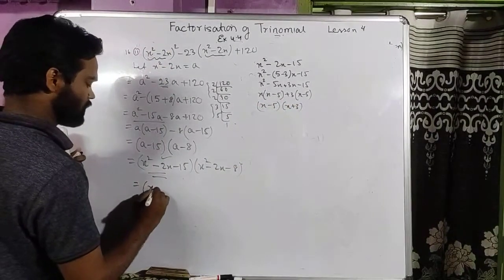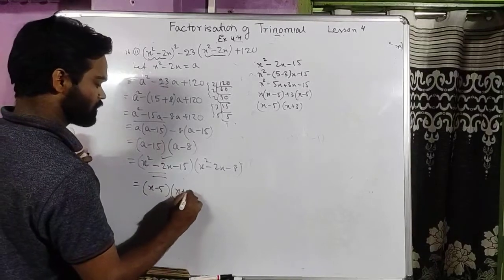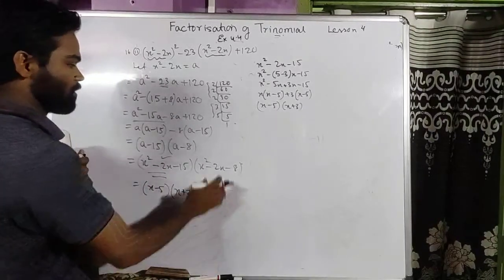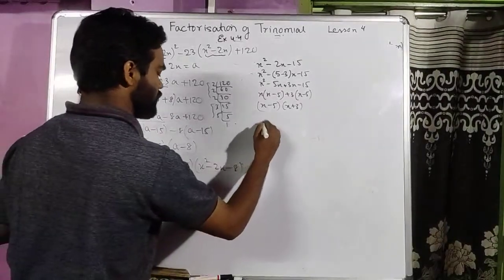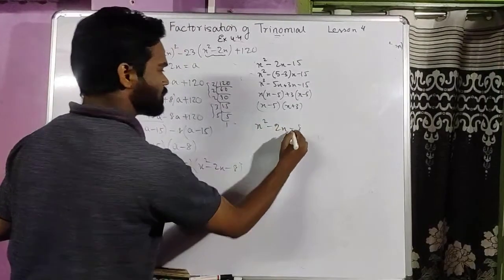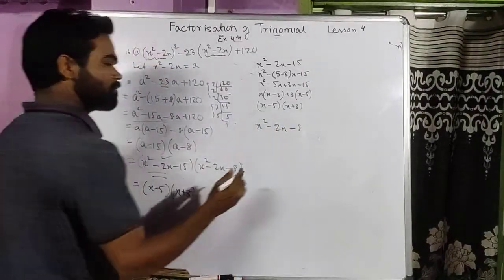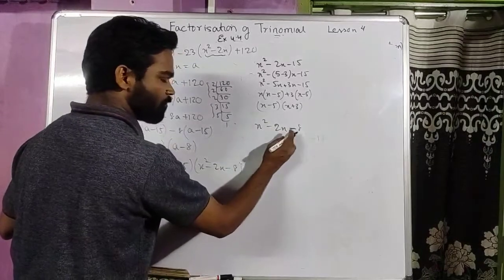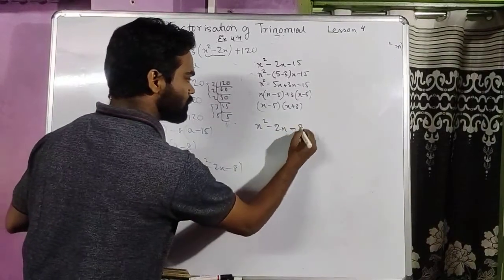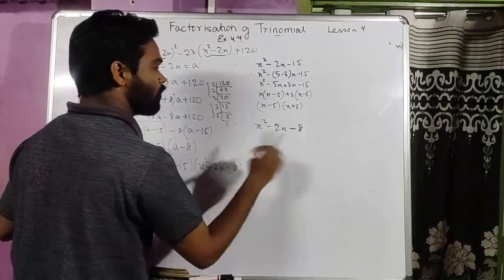This is x minus 5, x plus 3. Now we'll solve this one. We have x square minus 2x minus 8. We know it will be a difference of two numbers. Why? Because this is a negative number. This is minus 8. So 4 and 2.